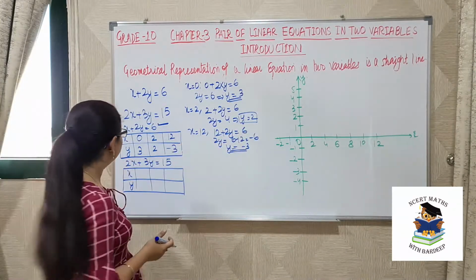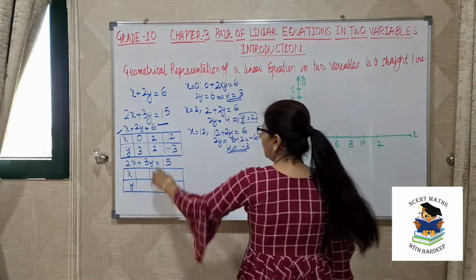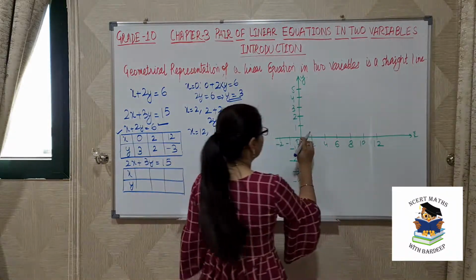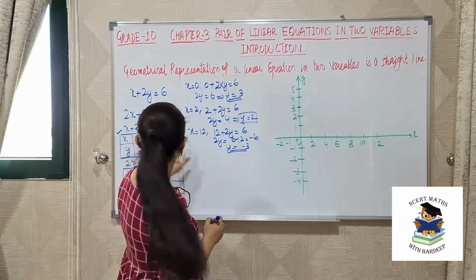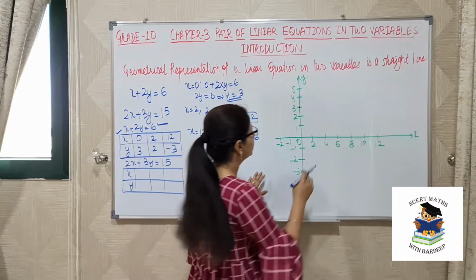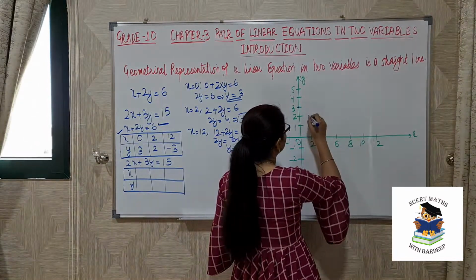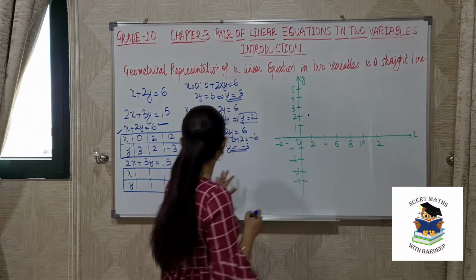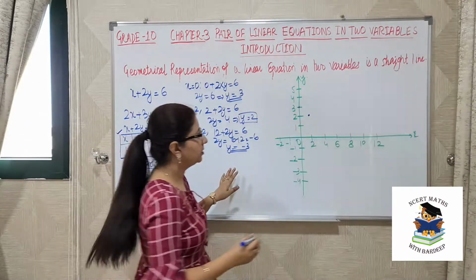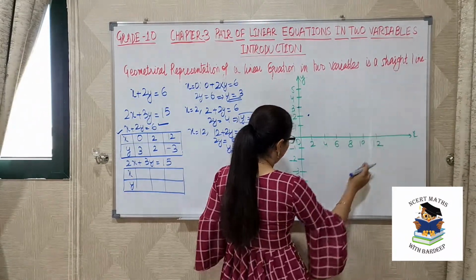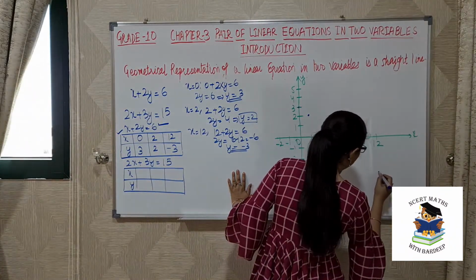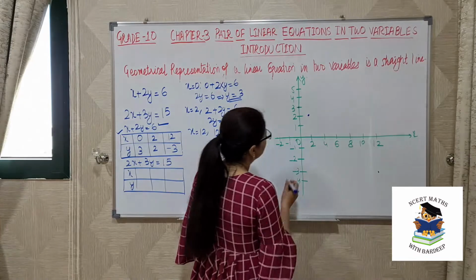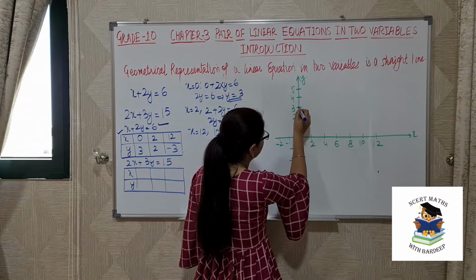Let's plot them. The first point is 0, 3. This is our first point. The second is 2, 2. So 2 and 2, this one. And the third is 12, minus 3. So this is 12, and at 12 I need minus 3, so somewhere here. Okay, so let's join them.